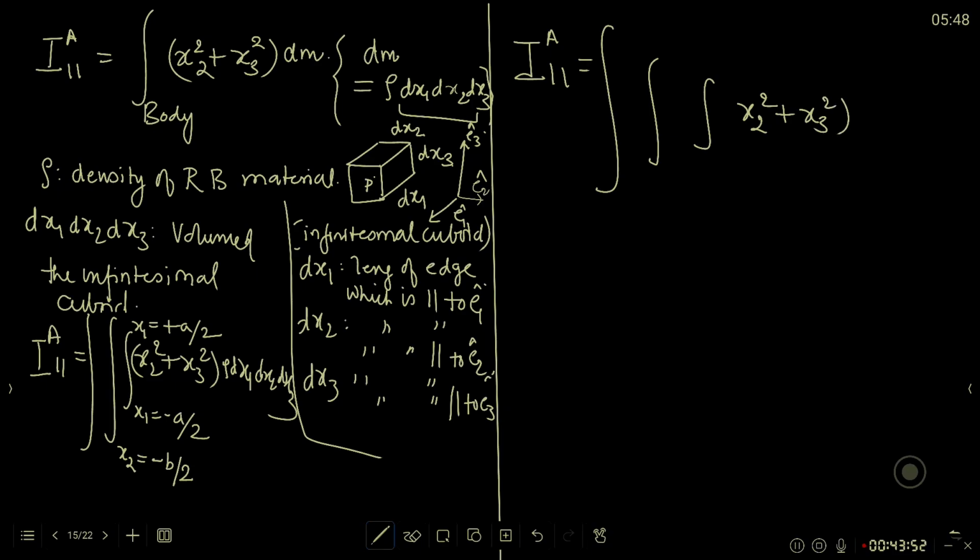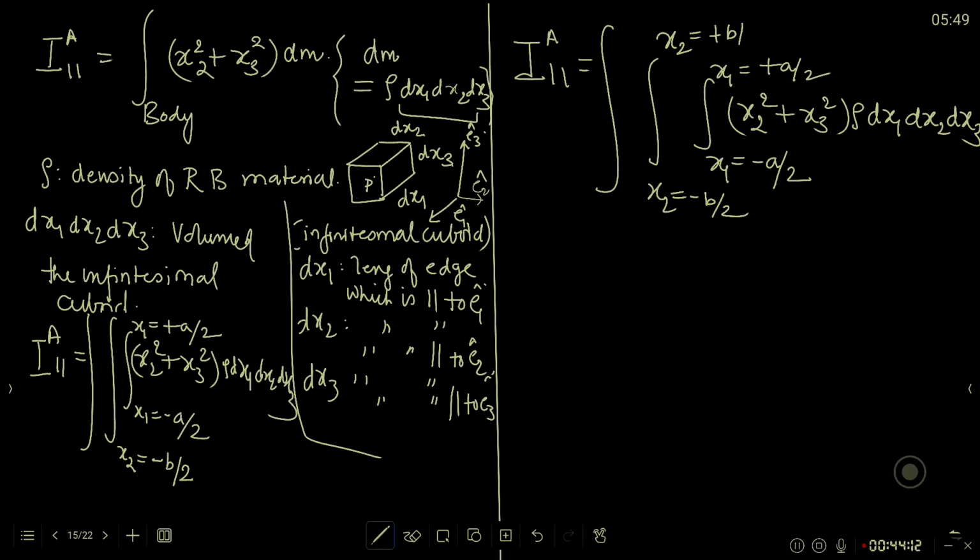X1 goes from minus a by 2 to plus a by 2. X2 goes from minus b by 2 to plus b by 2. And finally x3 goes from minus c by 2 to plus c by 2. Okay. Can we handle this integration? Can we do it? Yeah, it is quite straightforward. It may be a little bit lengthy, but it is possible to do this.